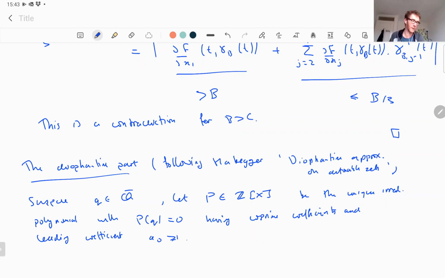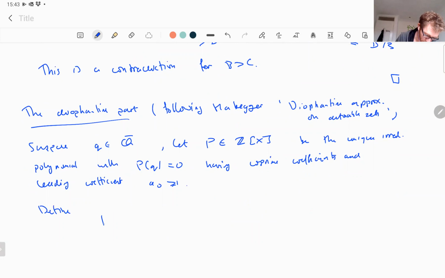Then we define the height of Q to be the following. I take A0, and then I take all the roots of P, the maximum of the absolute values of those and 1. So here, z in C, P of z is 0. And then I take all of this and I raise it to the power 1 over the degree of P.